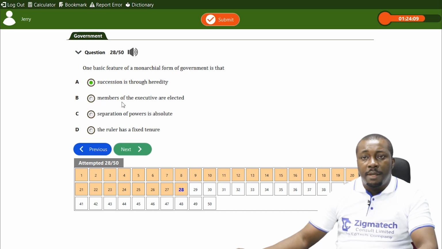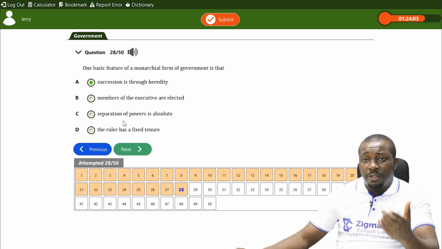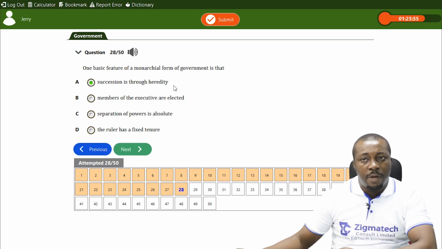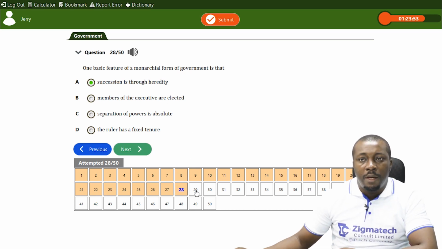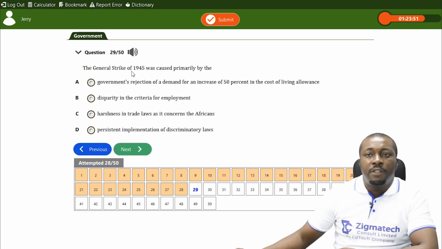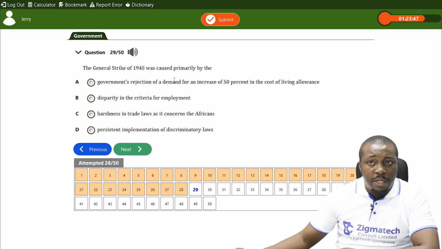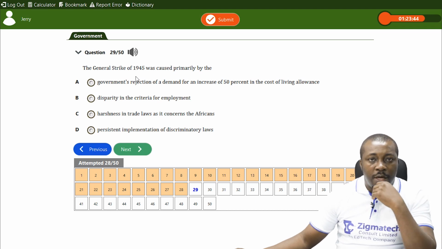B says members of the executive are elected, it's not monarchy. Separation of powers is absolute, you're talking about a presidential system here. The ruler has a fixed tenure, you're talking about a republic here. So the answer is succession is through heredity. That is A.